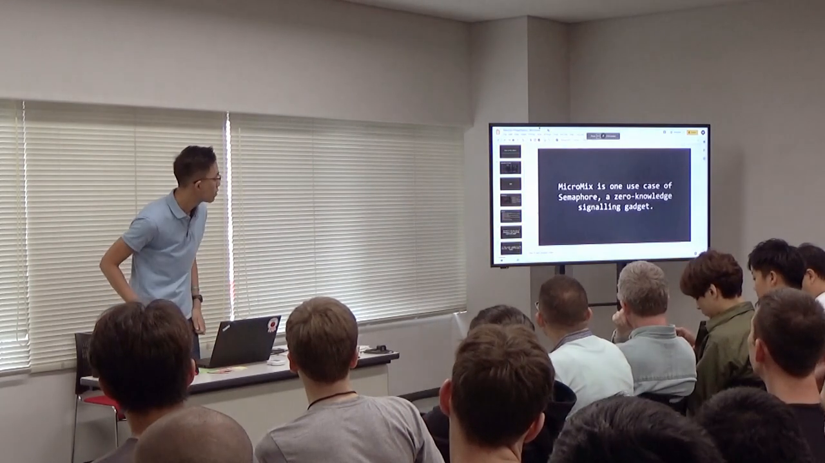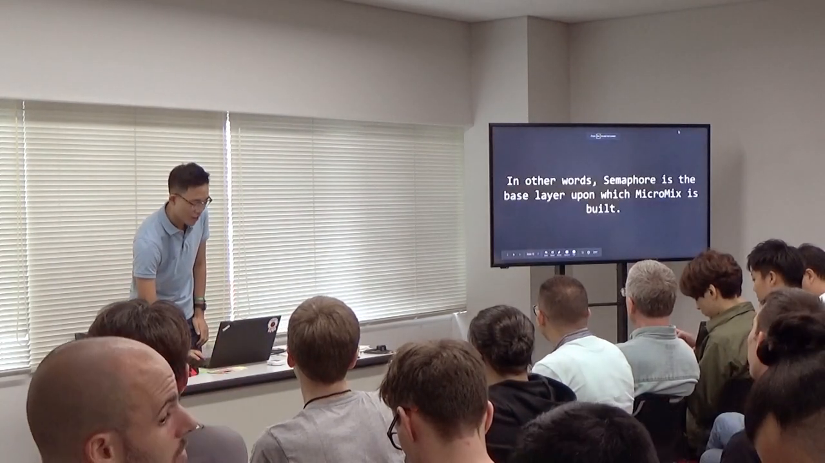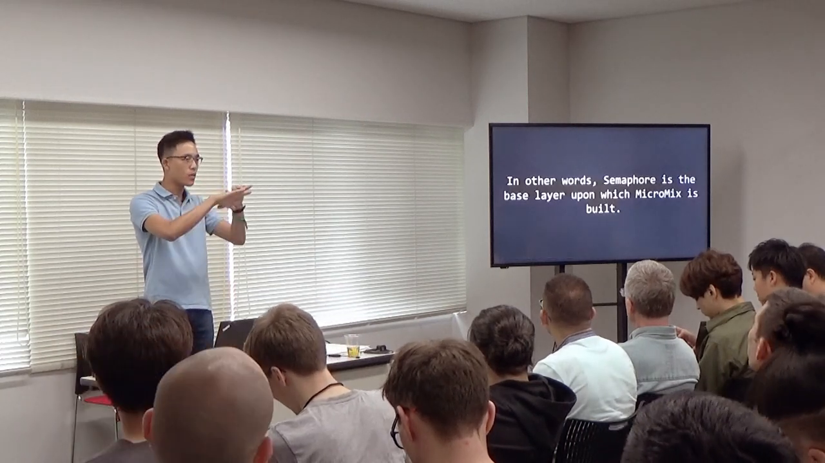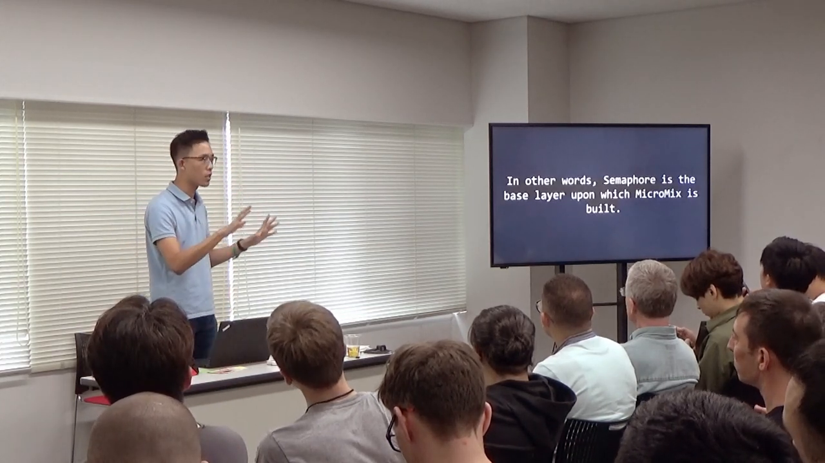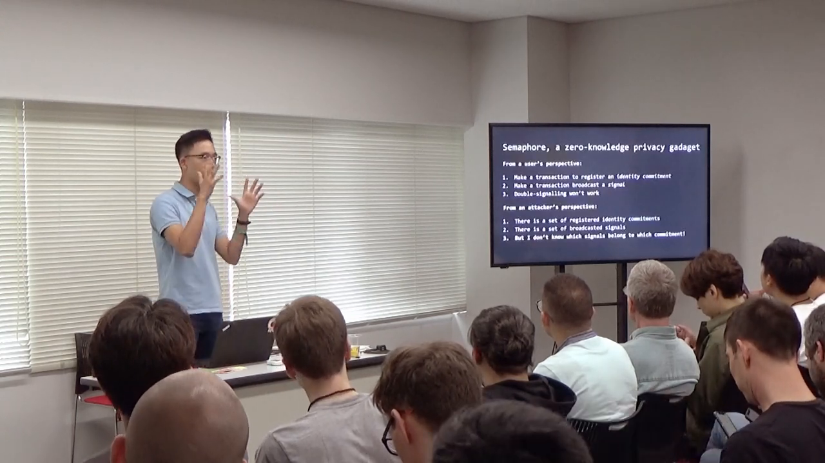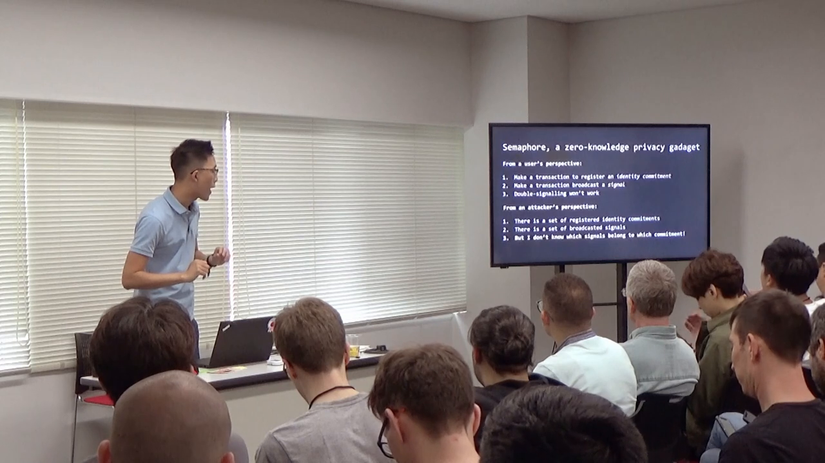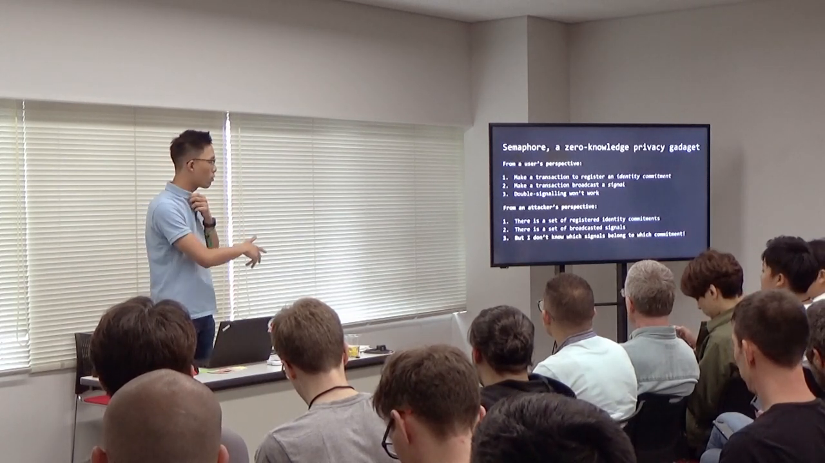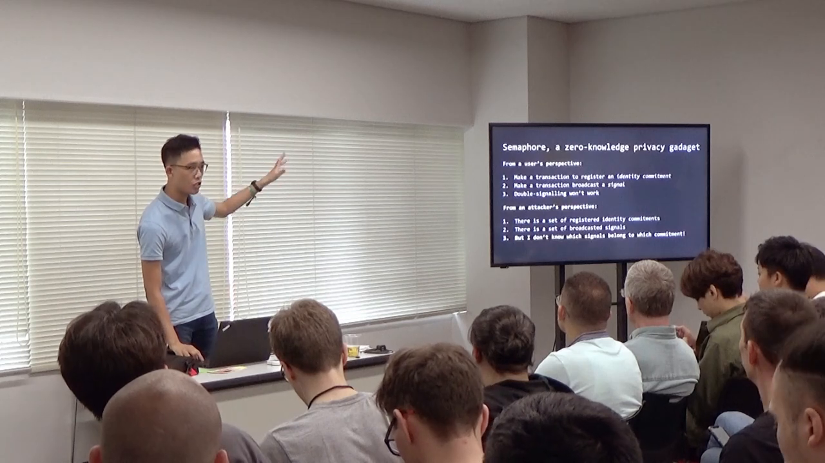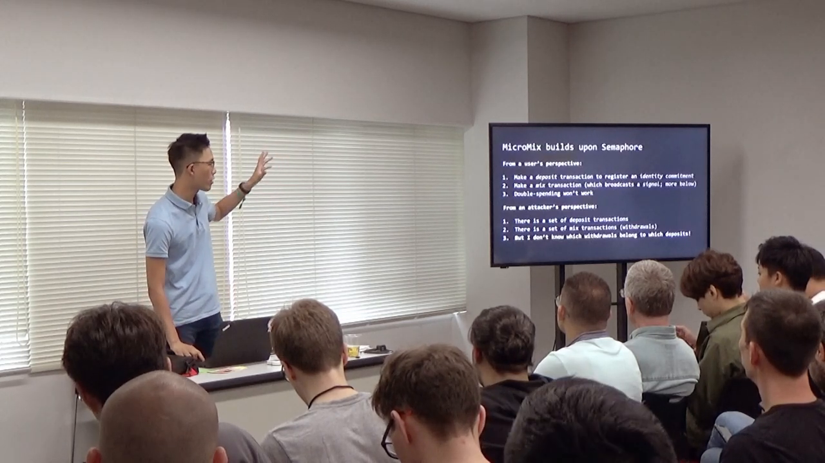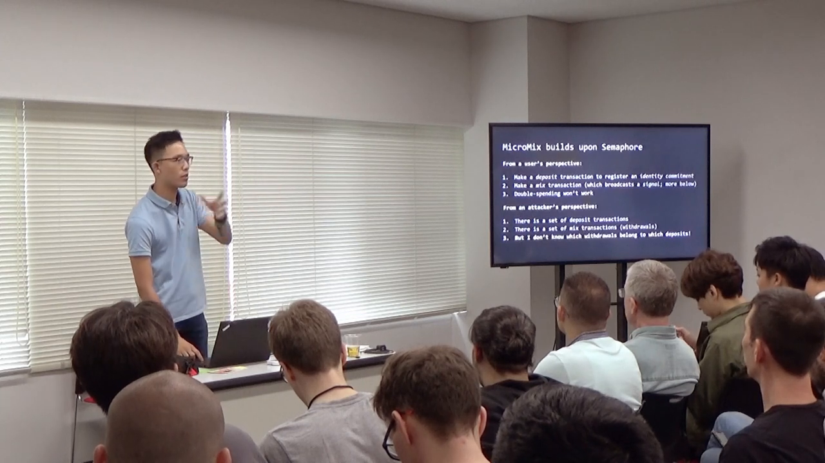Okay, in the next 5 minutes, I'll try to explain a bit more of the ZK stuff. Basically, the mixer is one application of Semaphore, which is a zk-SNARK circuit and smart contract. What Semaphore does is allow you to register your identity and broadcast any arbitrary string, and it prevents double signaling. To apply Semaphore to a mixer, the identity registration is a deposit, and withdrawing funds is broadcasting a signal. In the same way that double signaling doesn't work, it prevents double spending.